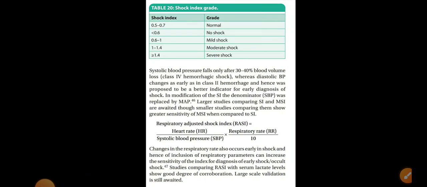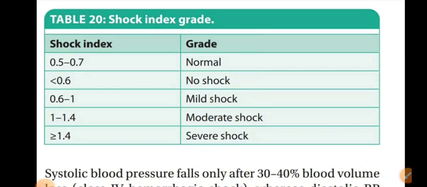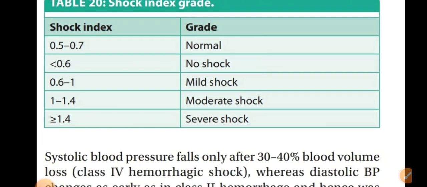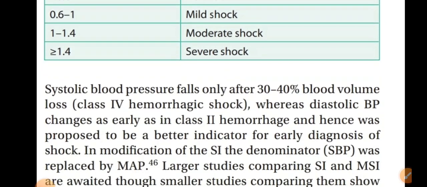Okay, now what is the normal grade of shock index? If shock index is 0.5 to 0.7, consider it normal. If less than 0.6, there is no shock, absolutely no shock. If 0.6 to 1, consider it mild shock. If 1 to 1.4, moderate shock. If more than 1.4, consider it severe shock.